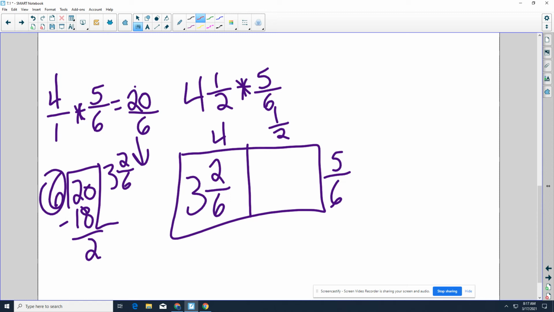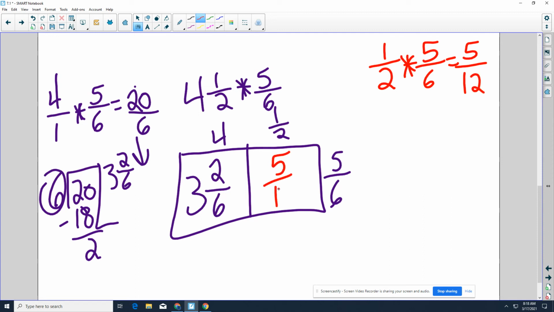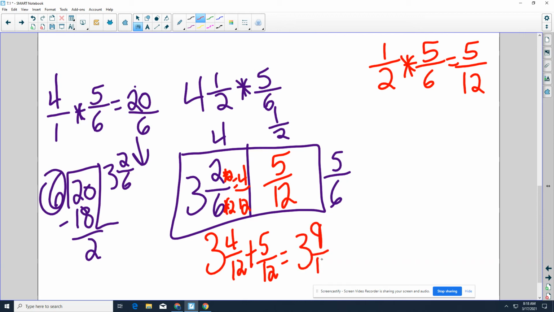Now I'm going to do 5/6 times the 1/2. So 1/2 multiplied by 5/6, I get 5/12. Uh-oh. I see when I go to add the two values, that over here I have 2/6 and over here I have 5/12. Well, I want to make this into 12, so I'm going to multiply the numerator and denominator by 2, and I get 4/12. So then I have 3 and 4/12 plus 5/12, and I get 3 and 9/12. So my product will be 3 and 9/12.